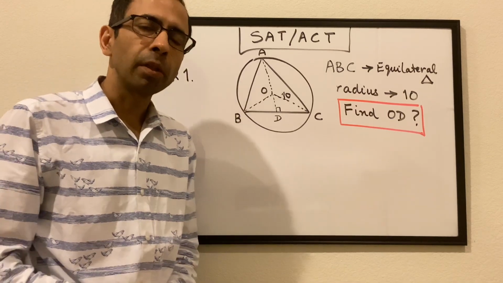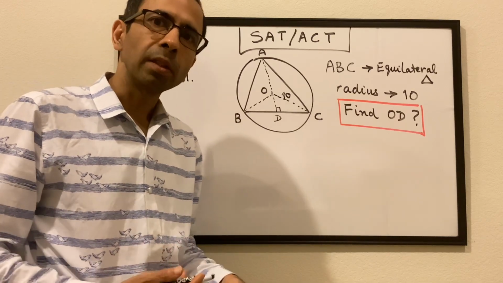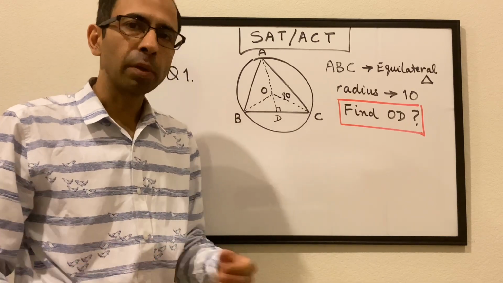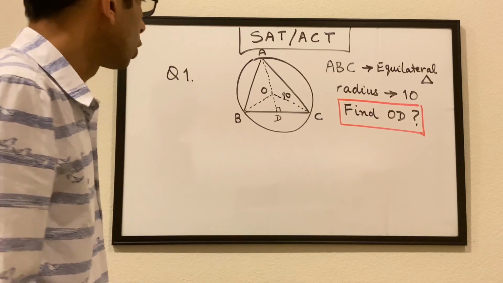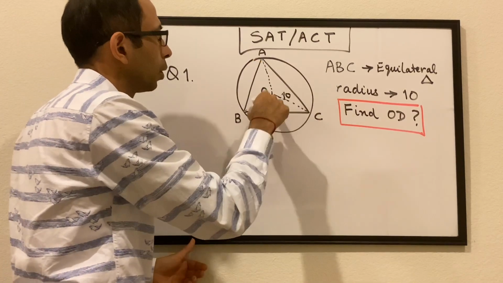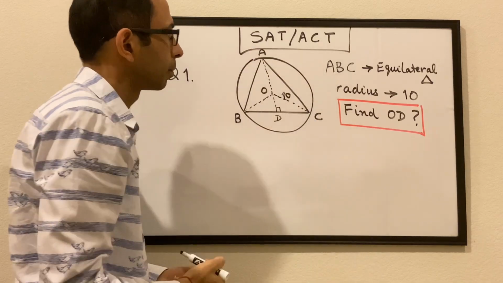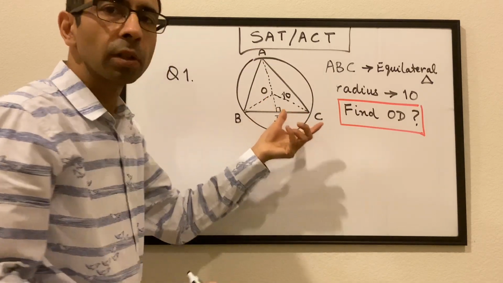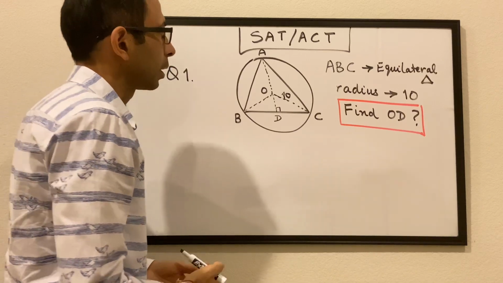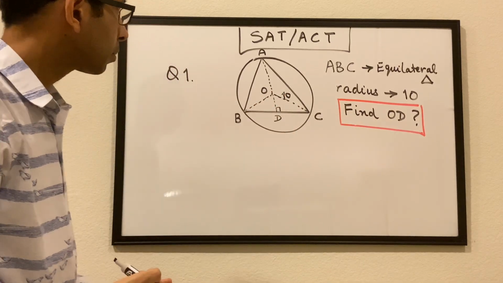Let's get started here with our very first question. We will do a mixed variety of questions in this session, some from geometry, some from algebra and so forth. Our first question: we have a circle with center O, and ABC is an equilateral triangle. The radius of this circle is 10 and we have to find the length of OD.